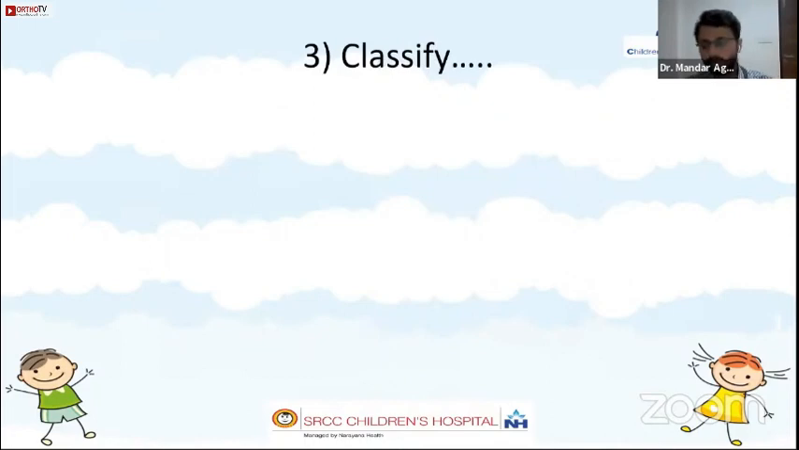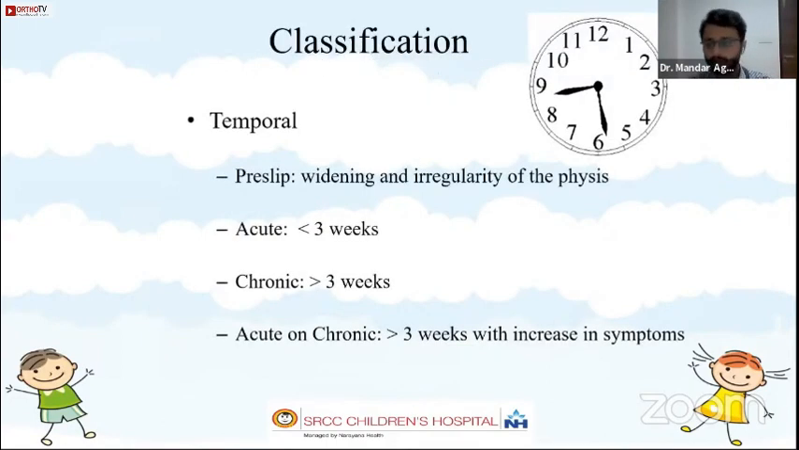We know what is the classification of slipped capital femoral epiphysis. Now there are three very important classifications, each with their own importance. The first one is what is known as the temporal classification. In temporal classification, it is basically a timing of the slip. Pre-slip is just a widening or irregularity of the physis. There is no definite time for this. But what is very important is to diagnose whether it is acute, chronic, or acute on chronic.